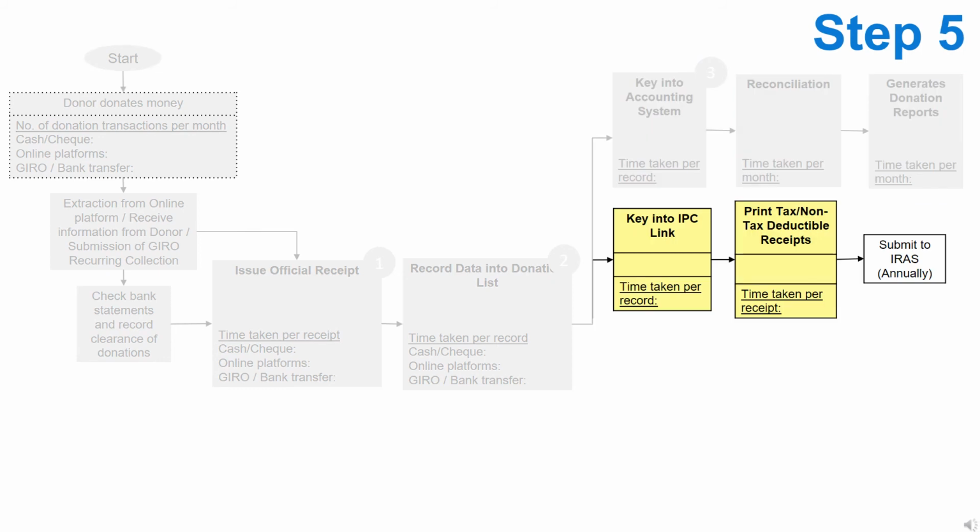If your organization is IPC registered, you would need to generate tax-deductible or non-tax-deductible receipts. The typical process here involves keying the donation details into the IPC link, and churning out the respective receipts. At the end of the year, you will generate your list of TDR for submission to IRAS. Now, once again, input the person in charge and the average time taken per record.